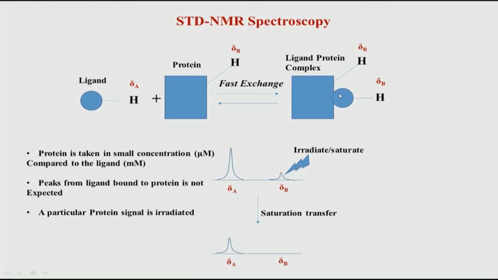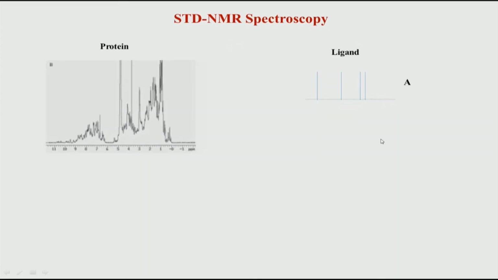If that proton or hydrogen on the ligand is far away from this site, then obviously the saturation transfer is not communicated to far away protons as effectively as it is communicated to the protons at the interface. So, we also get the information of which proton in the ligand is close to the interface, based on how the intensity of that proton is affected by saturation transfer. So, this is what is shown here.